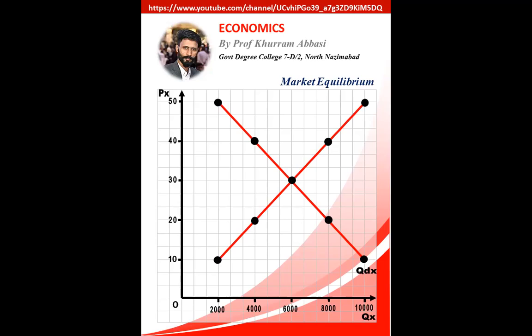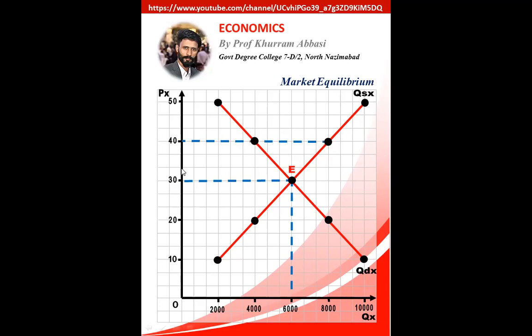By joining all these points, we get the red supply curve, and we denote this quantity supply for X. Here you can see it is the center point where quantity demand and quantity supply are equal, and this is called equilibrium price 30, and this is called equilibrium quantity 6000. Here we denote it with E. E is representing the market equilibrium.